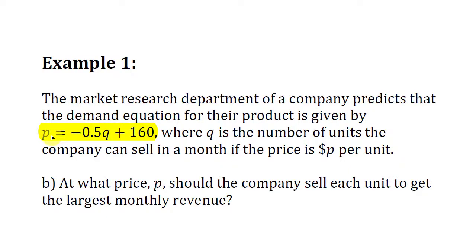And now here we come to our next question of the same example. Demand equation, P equals negative 0.5Q plus 160. And throughout our work back in part A, we successfully re-expressed this equation as a function Q in terms of P. And so the question here in part B is asking at what price P should the company sell each unit to get the largest monthly revenue.